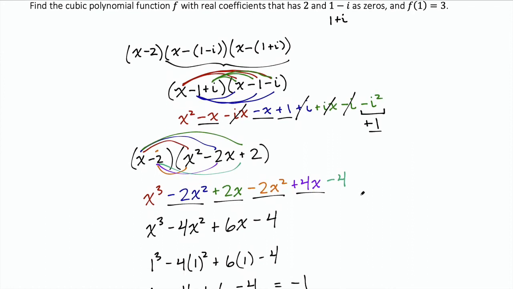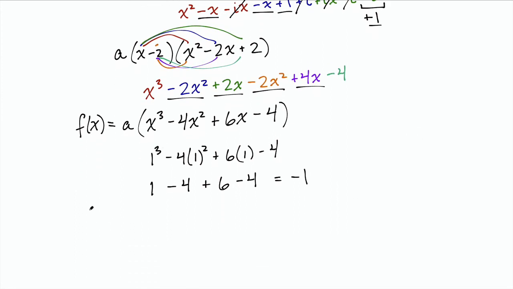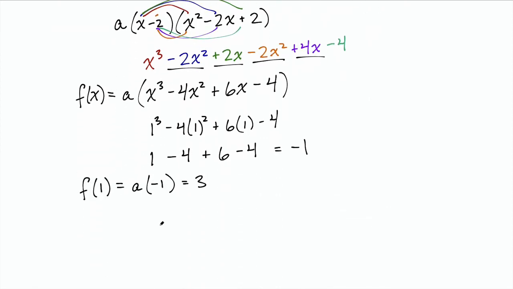The only thing we need to do here is say that there may have been a leading coefficient that we didn't know about. There may be some number, we'll call it a, out in front of this whole thing. So f of x equals some number a times all of that. That means when we plug f of 1 in, we get a times negative 1. But we want f of 1 to be 3, so we want this to equal 3. Now we just solve for a. This tells us that a is equal to negative 3.